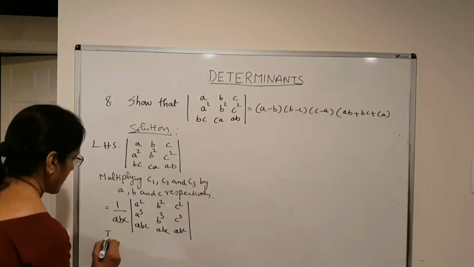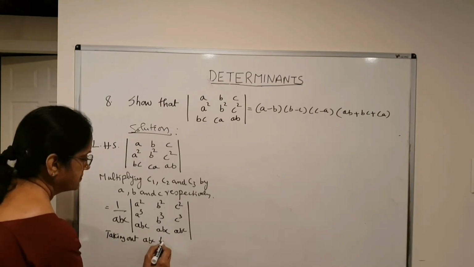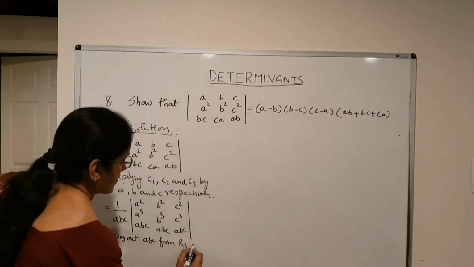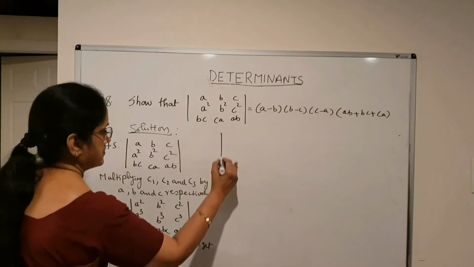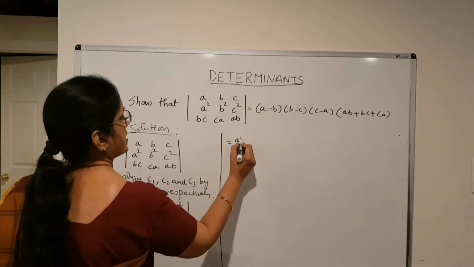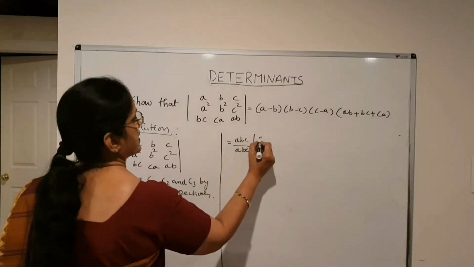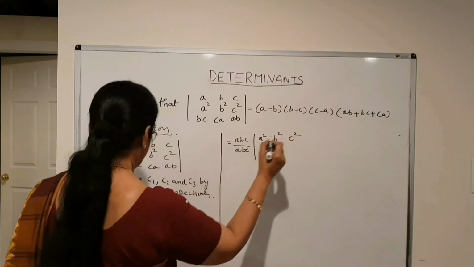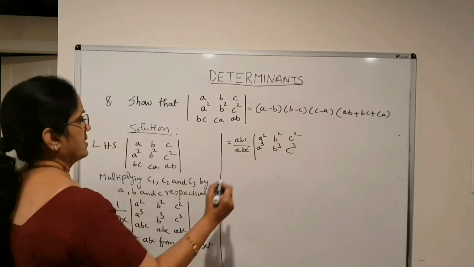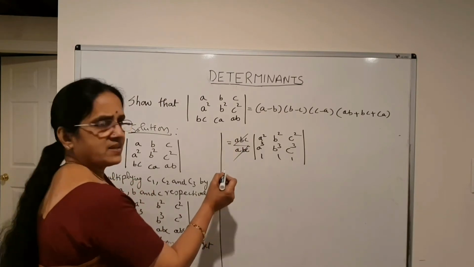So taking out A, B, C from R3, we get LHS is equal to ABC by ABC into the determinant A square, B square, C square, A cube, B cube, C cube, 1, 1, 1. Yes. Now, these two terms will get cancelled.